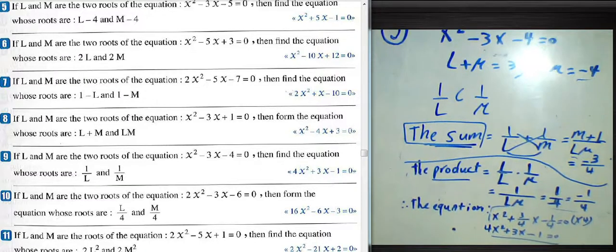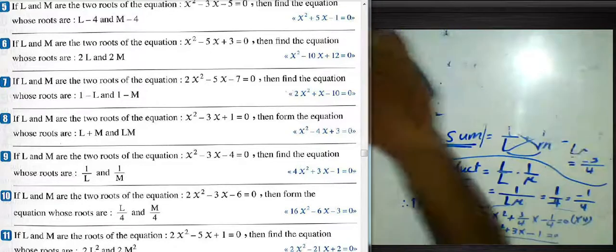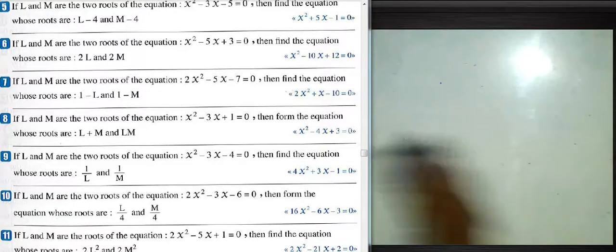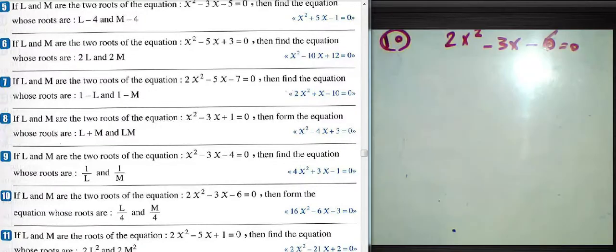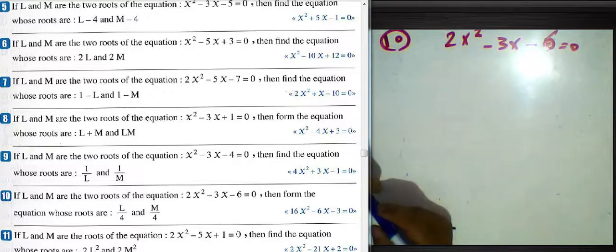Question number 10. Solve it here. The equation 2x power 2 minus 3x minus 6 equals 0. You want to find the equation whose roots are L over 4 and M over 4.